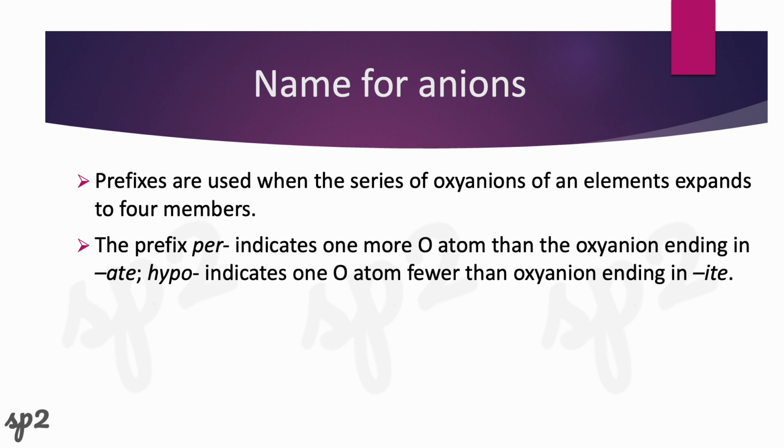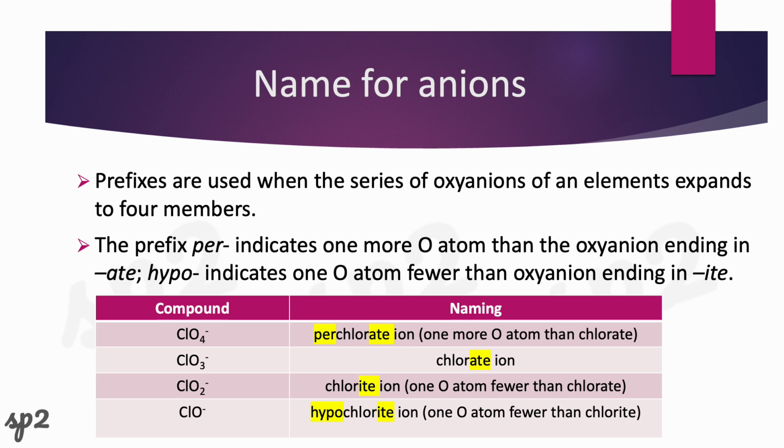Okay, so we're going to continue here for the anions, and we are going to use prefixes for the series of oxyanions of an element that expands to four members. Listen up. The prefix per indicates one more oxygen atom than the oxyanion ending in ate, and hypo indicates one oxygen atom fewer than the oxyanion ending in ite. Let me just summarize all of what I told you on this slide in this table here.